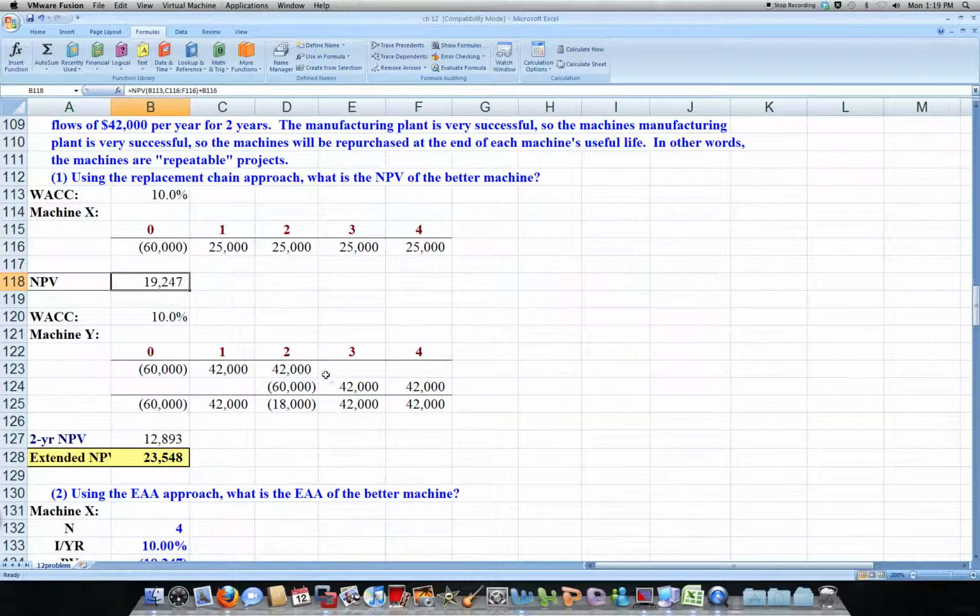Okay. Now we can find our net present value of machine Y for 2 years. If we put 60,000 and our two cash flows in, we can find it for 2 years. It's going to be 12,873. Find it just exactly the same way.